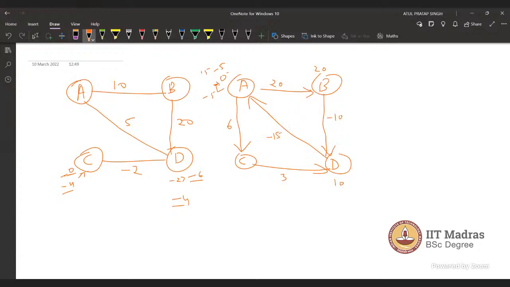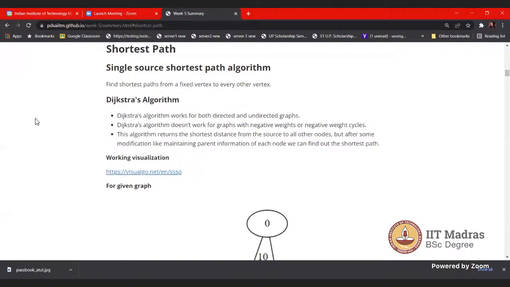And what is the difference between a negative weight and a negative weight cycle in a graph? Okay, so we are moving back to Dijkstra's algorithm. Dijkstra's algorithm doesn't work for a graph with negative weights or a negative weight cycle. Okay, so this is clear. This algorithm returns the shortest distance from the source to all other nodes, but after some modification, like maintaining parent information of each node, we can find the shortest path.